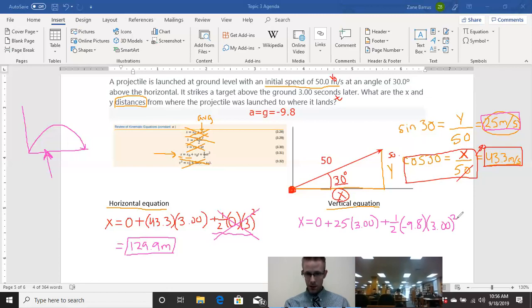Okay, so this takes a little bit more work in your calculator, but it's pretty manageable if you know what you're doing on a calculator. So 25 times 3 seconds gives me 75. So that's what this middle portion is. If I type in 1/2 times negative 9.8 times 3 squared, I get, for this other term, negative 44.1.